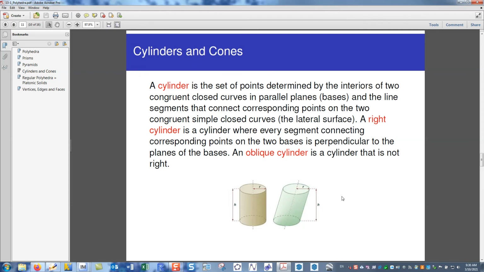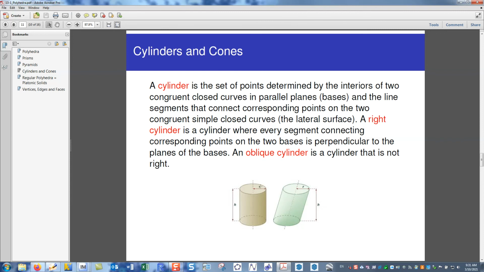And then the last thing to think about is cylinders and cones. A cylinder is a set of points determined by the interiors of two congruent closed curves in parallel planes, the bases, and the line segments that connect corresponding points on the two congruent simple closed curves, the lateral surface. A right cylinder is a cylinder where every segment connecting the corresponding points on the two bases is perpendicular to the plane of the bases, and an oblique cylinder is a cylinder that's not right.